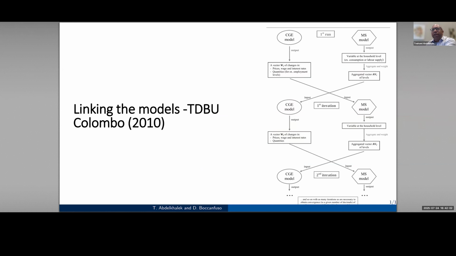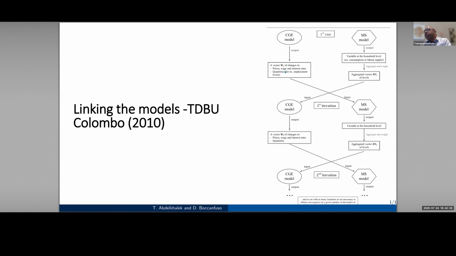The graph you have here is from Colombo. It's from the top-down, bottom-up approach. I hope you can read what we have here. Here we have the CGE model. We are looking, after the shock, at the change in prices, wages, and other variables here. This is when we run the model; we are here.